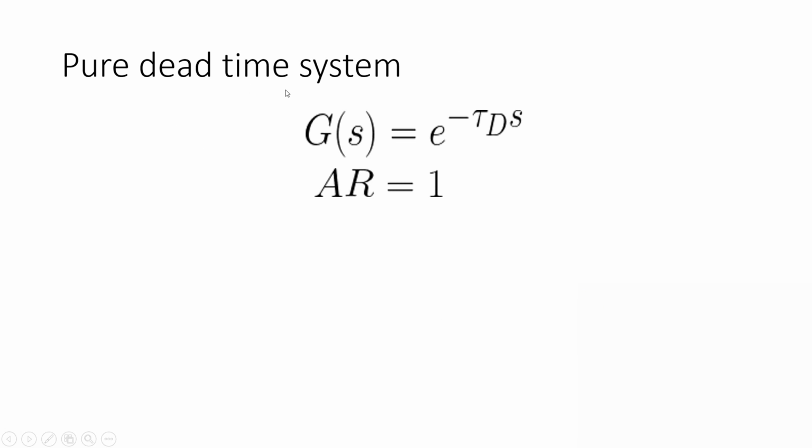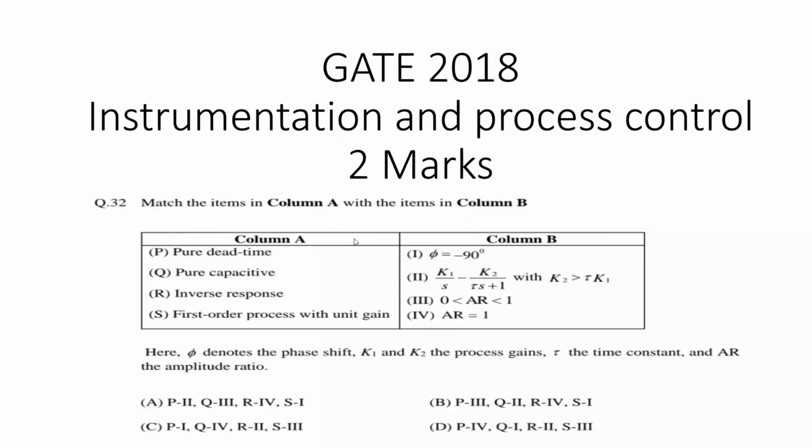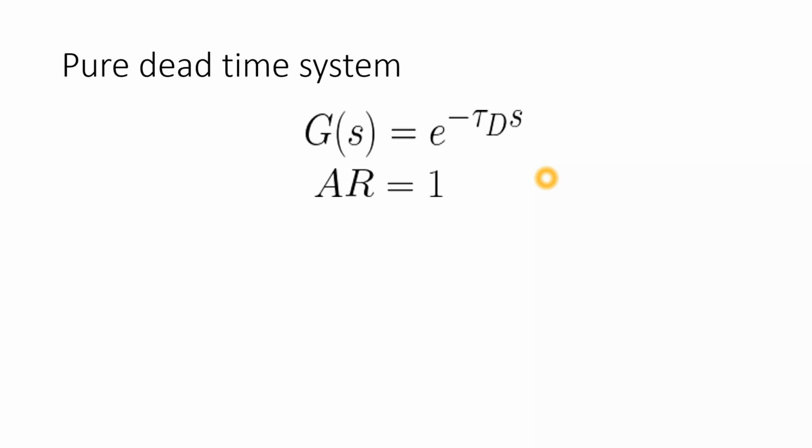You can see here, for pure dead time system, the transfer function is e to the power minus tau d s. For this, there is a multiplication of 1, so the amplitude ratio is 1. Remember this, amplitude ratio is 1 for pure dead time system. Phase shift is given by phi equal to minus tau d into 180 by pi, in degrees.